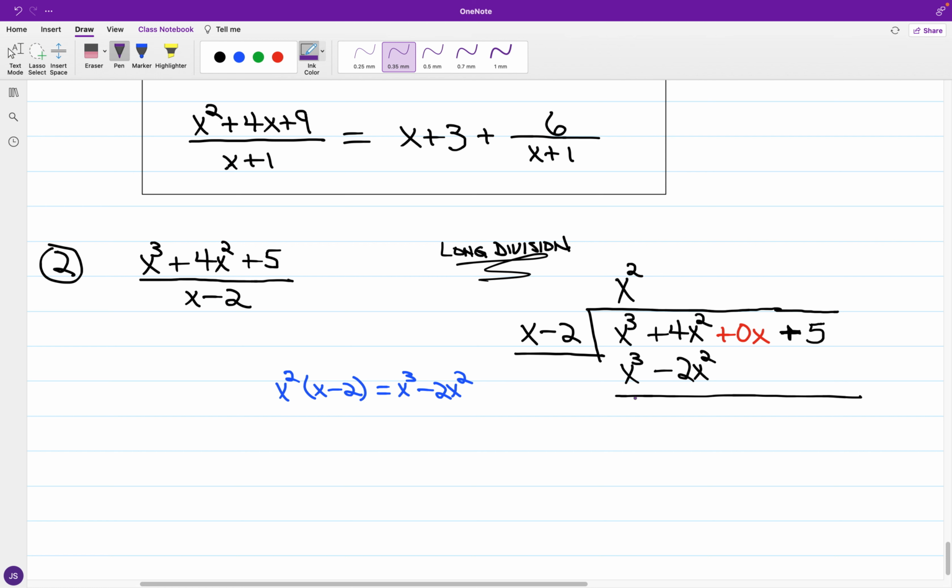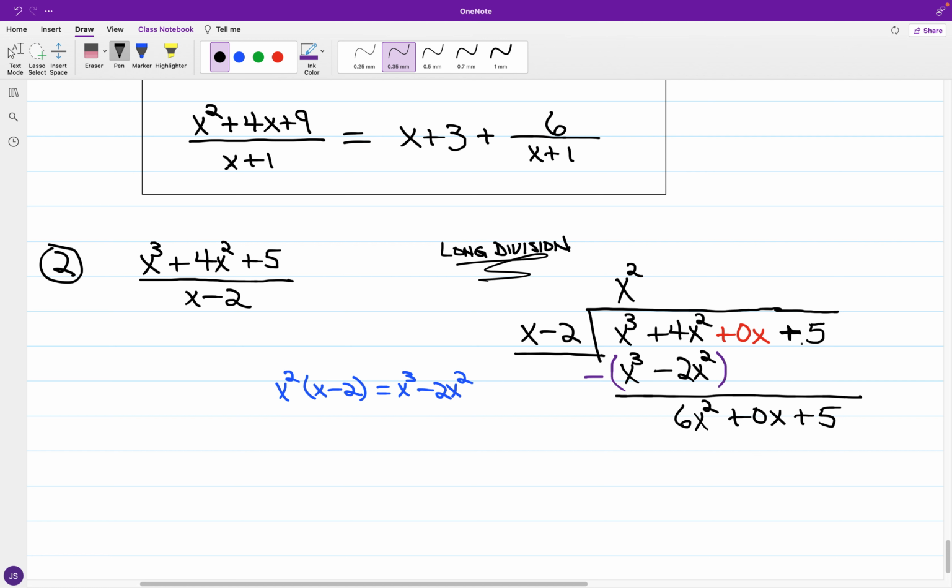And after undertaking the first round in the division case, you have subtracting, so you have x cubed minus x cubed goes out, and we'll have 4x squared, and what's going to translate to plus 2x squared, and so we're going to have 6x squared. I can bring down the 0x and the 5.